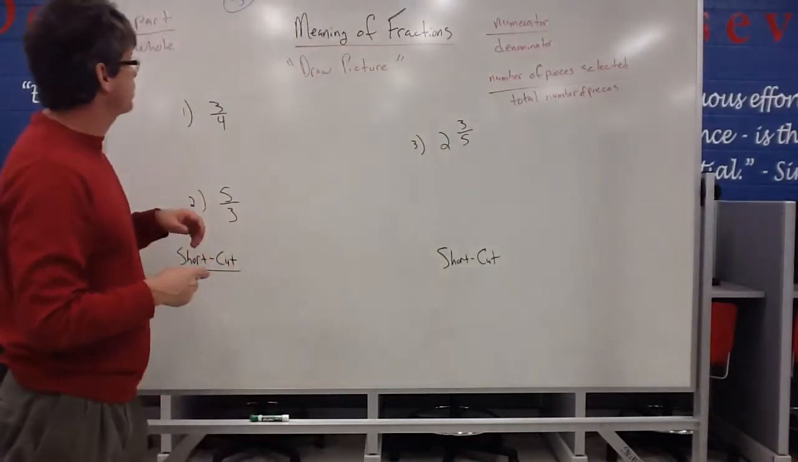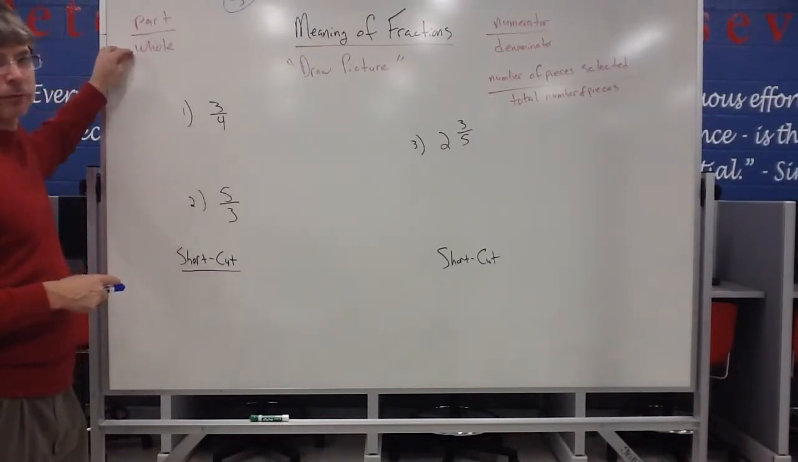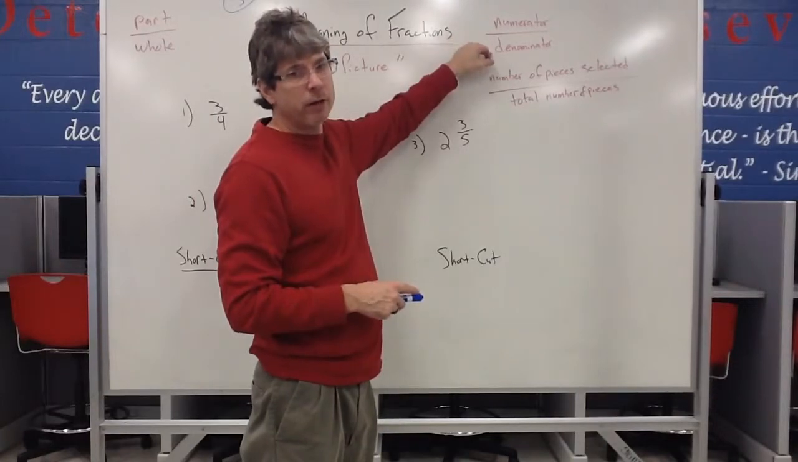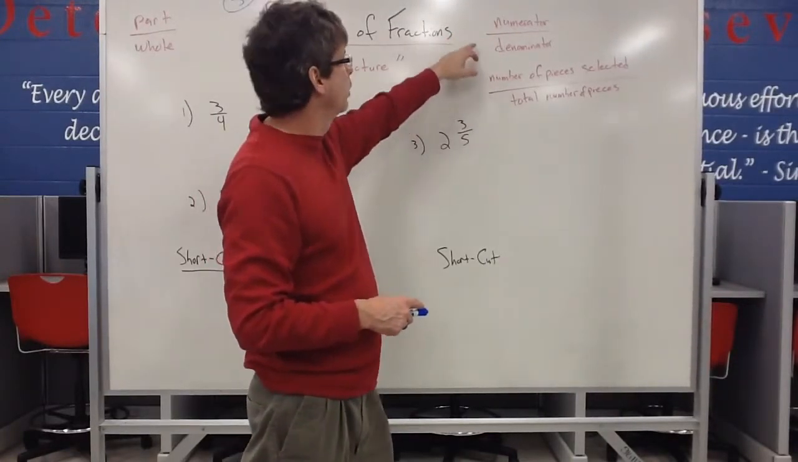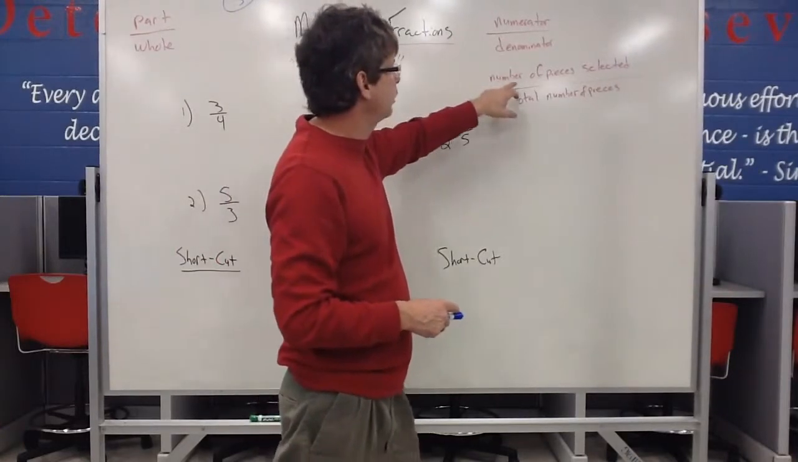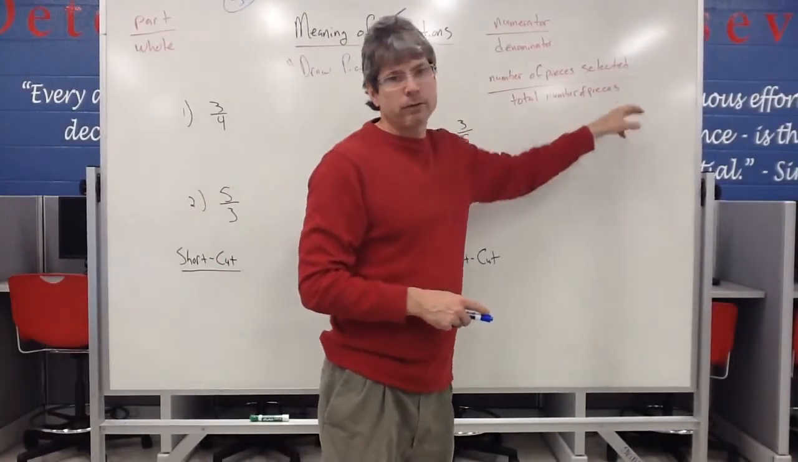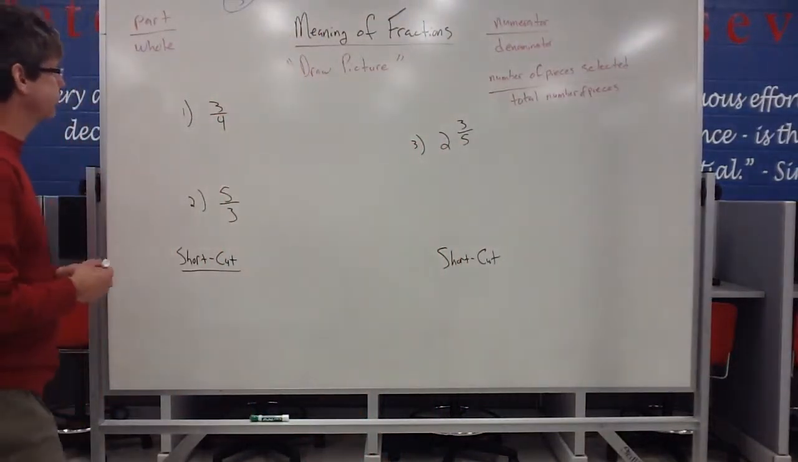Also, don't forget some basic vocabulary. A lot of times with fractions we have this part over whole concept, or you'll commonly hear the words numerator over denominator. The numerator is the top number, the denominator is the bottom number, where the numerator implies the number of pieces selected, and the denominator implies the total number of pieces. That defines the fraction.